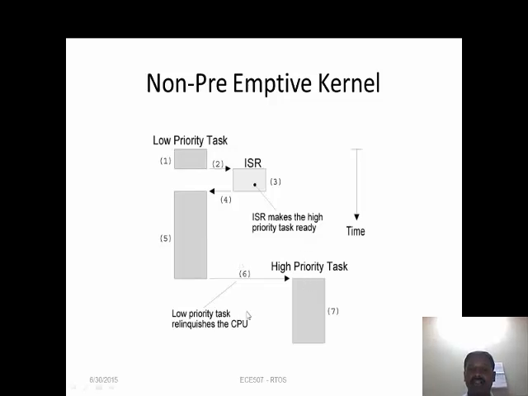Next, the low priority task relinquishes the CPU, giving up the resource to the high priority task. Now the high priority task takes precedence and starts executing. The non-preemptive kernel is not going to give up preemptively. You see the time taken in giving this up. This is one such factor that might affect the performance of a real-time operating system.